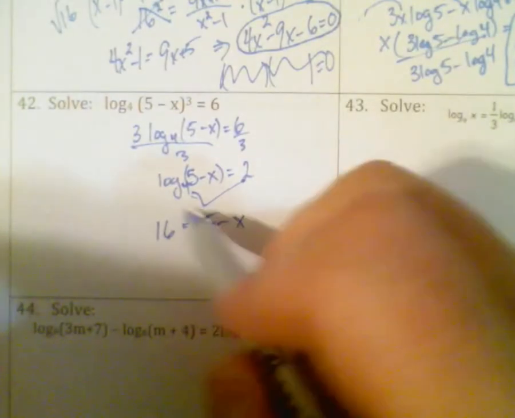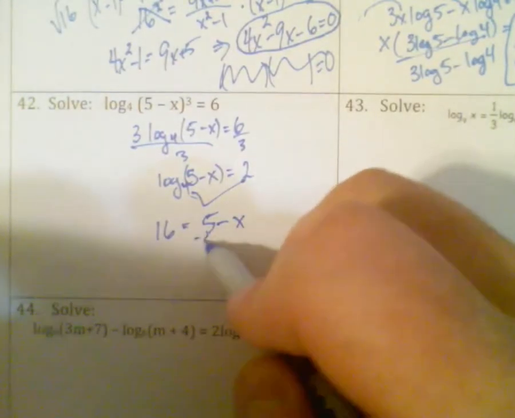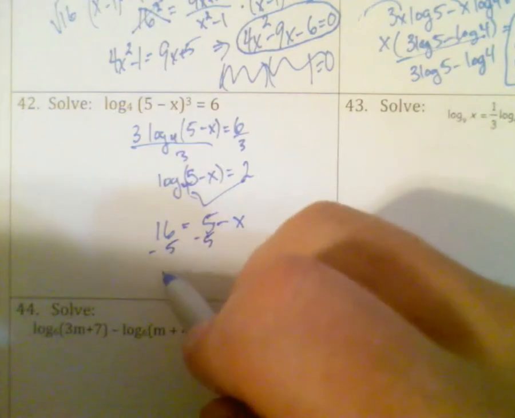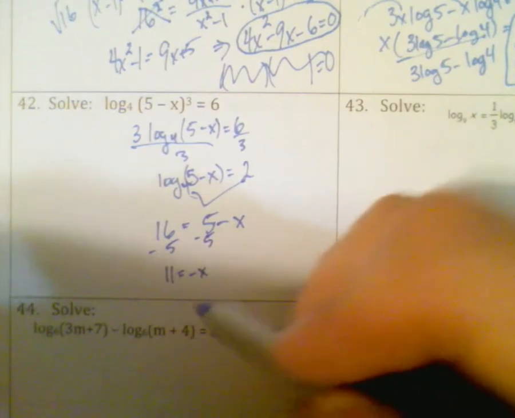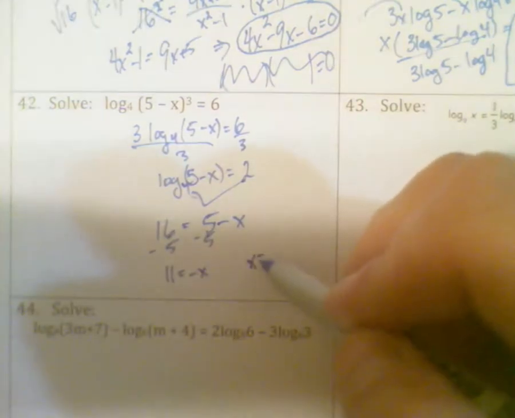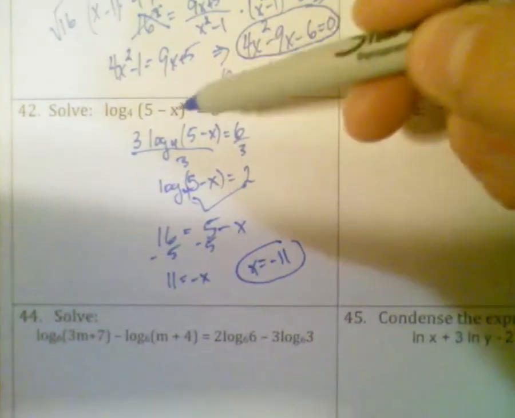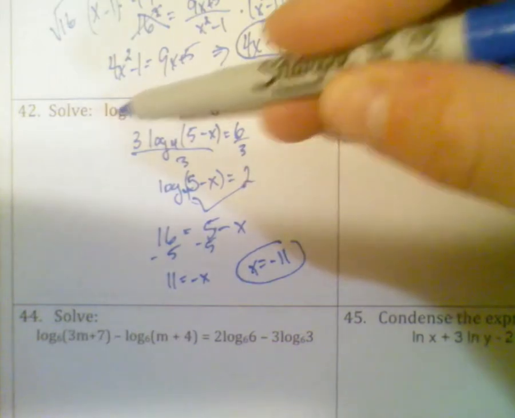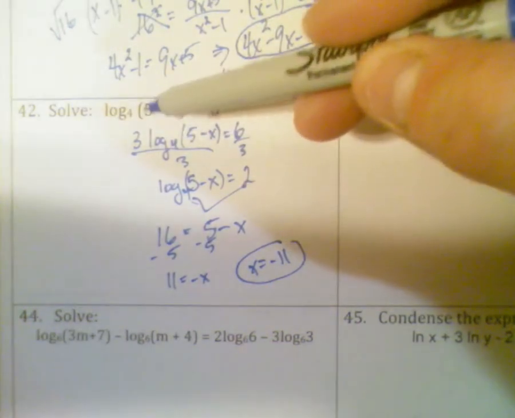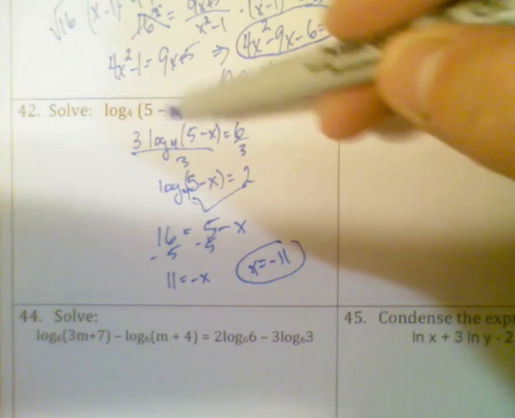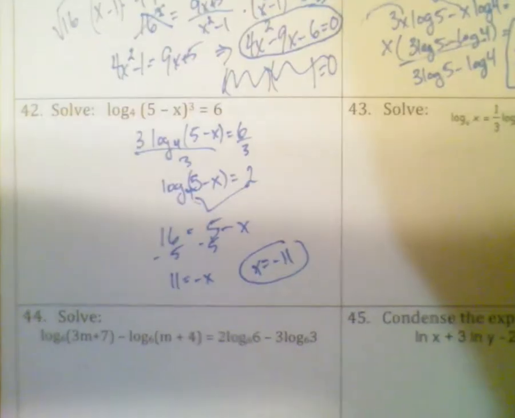Okay, and then since there's a negative x, you got to do a little bit of brain work here. I would subtract the 5. That gets me to an 11. That's 11 equals negative x. So then you change your sign so it's x equals negative 11. Okay. And when you look at it here, you might think a negative doesn't work because it's a log. If I put a negative 11 here, that's 5 minus negative 11. So that is a double negative, which cancels out.